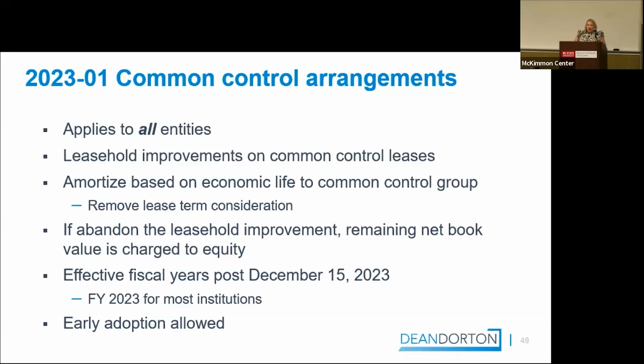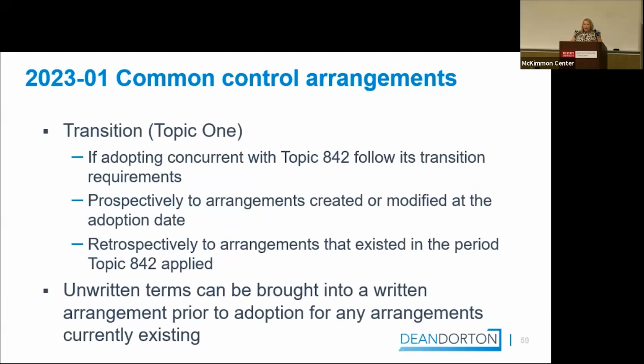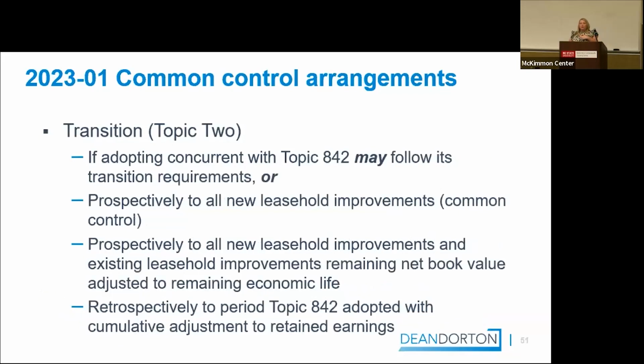Common control. In this instance, you're going to amortize anything economic life-wise to the life of the common control group, not to the lease term. So if you say, hey, we have a 1-year lease that's renewable annually, that's not what you're applying. You're applying it overall. You can early adopt it. As far as transition, there are 2 options here. If you haven't adopted 842, you're going to apply your same transition method you do there. If you have adopted 842, you'll follow this other one.